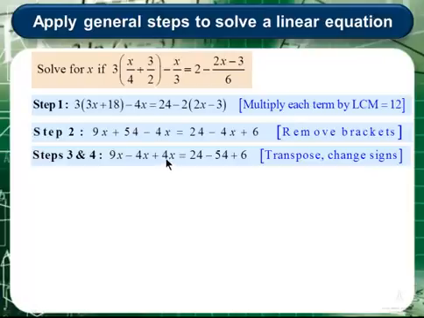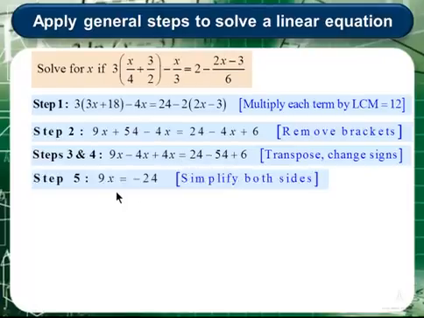And also terms independent of the unknown x must be moved to the right hand side. So the plus 54 becomes minus 54 in such a case. So constants on the right, all terms containing the unknown on the left. That is what we're aiming for in these steps.